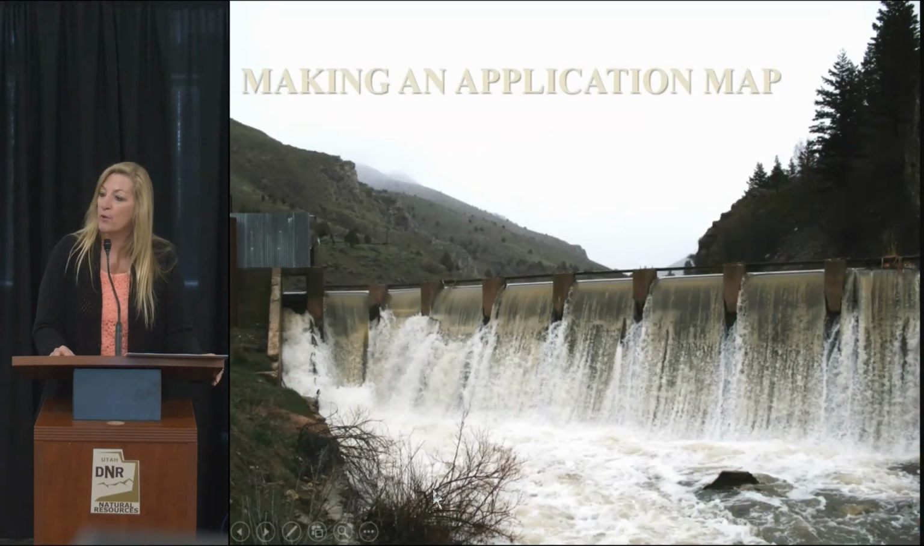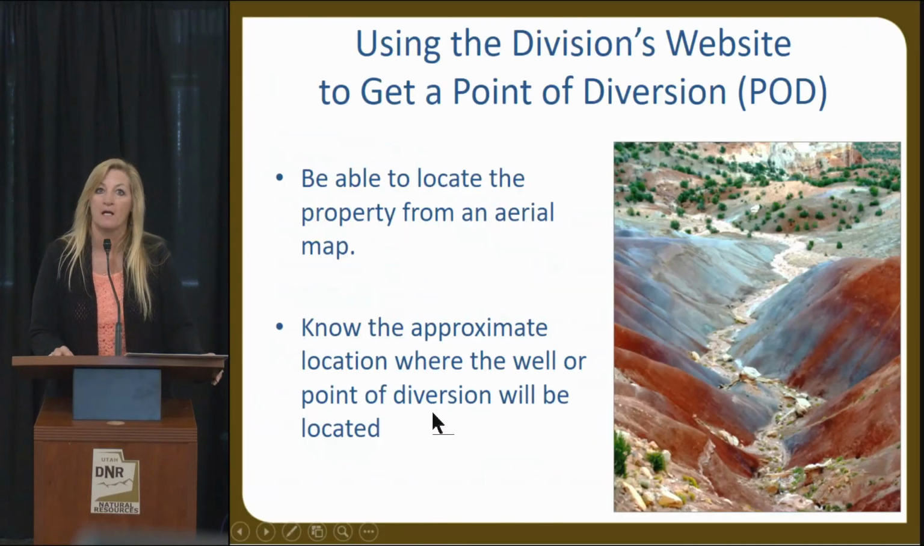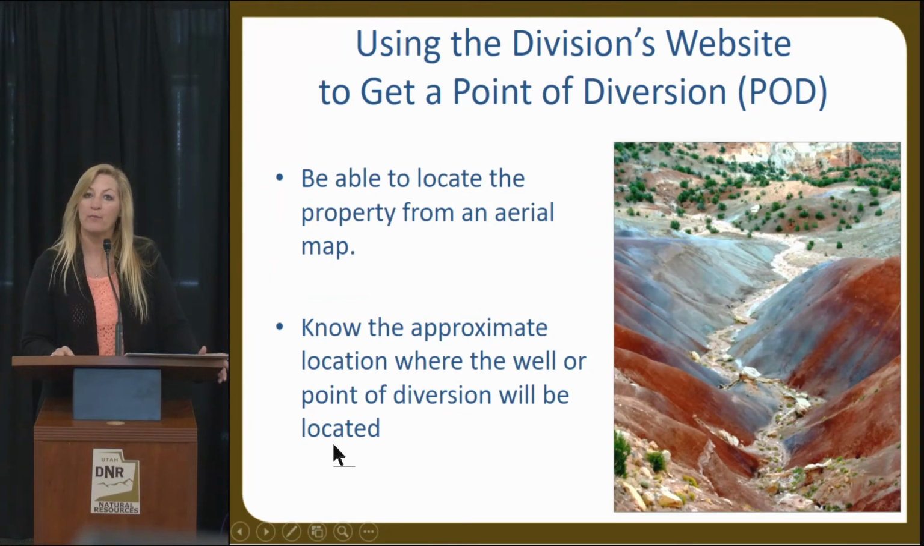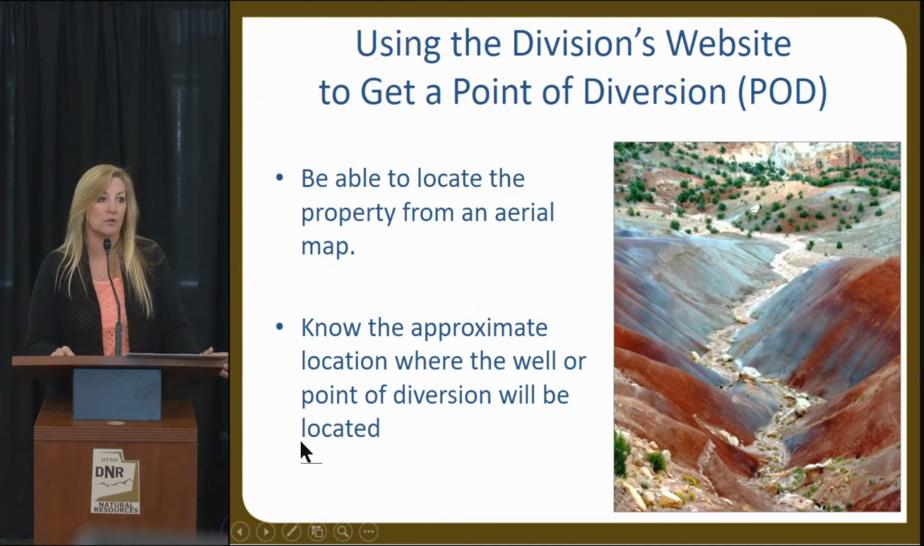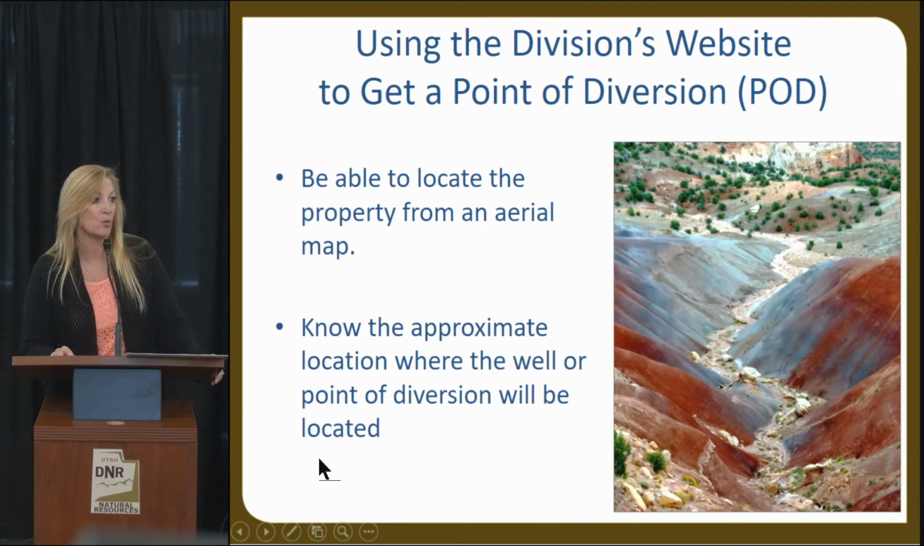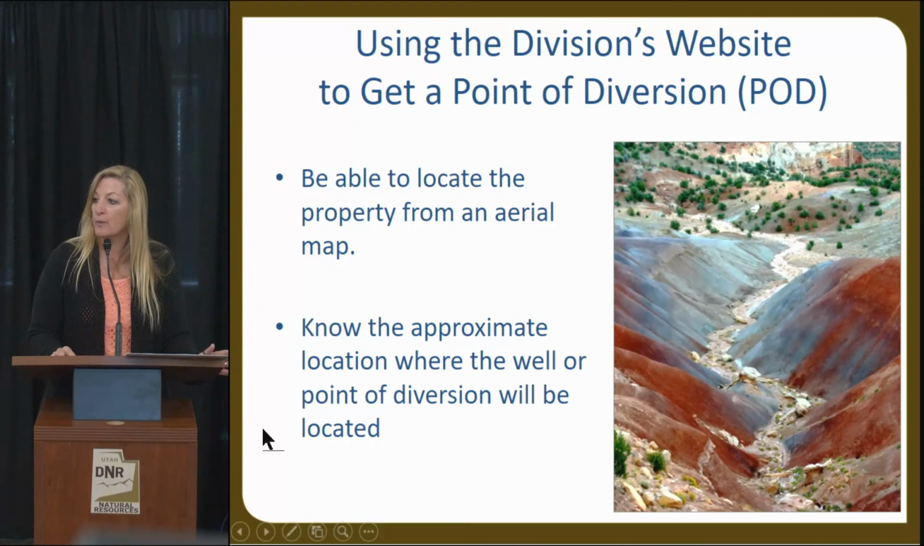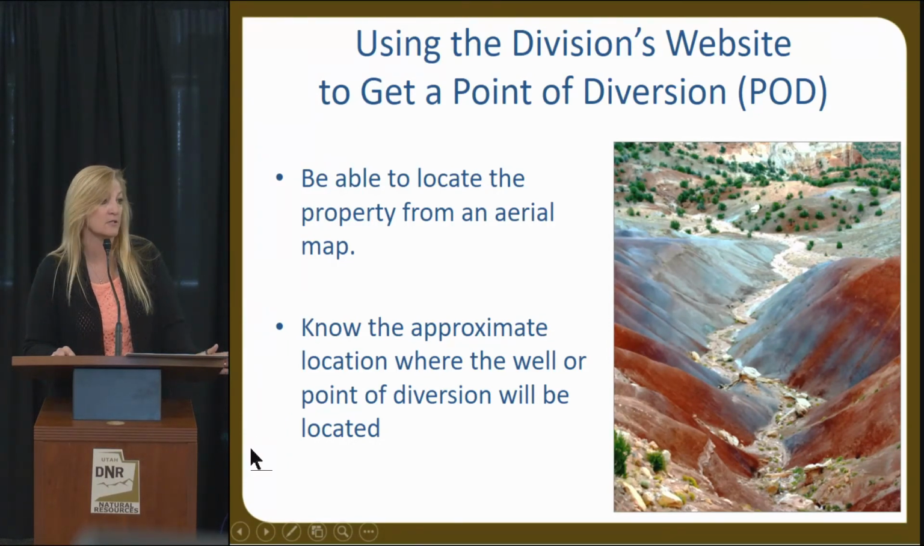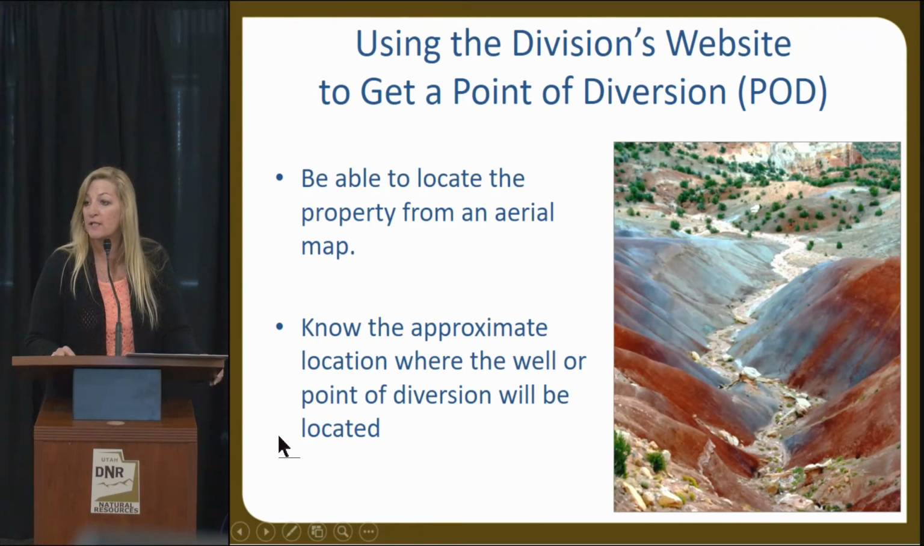Okay, so an important element of your application is your application map. We have an awesome tool on our website called Application Map Wizard. It used to be you had to get your ruler and your plat map out and do the best you could. Now it's all computerized electronically. It's beautiful. But on your application map, you need to show the approximate location of your point of diversion and the approximate location of where the water will be used.